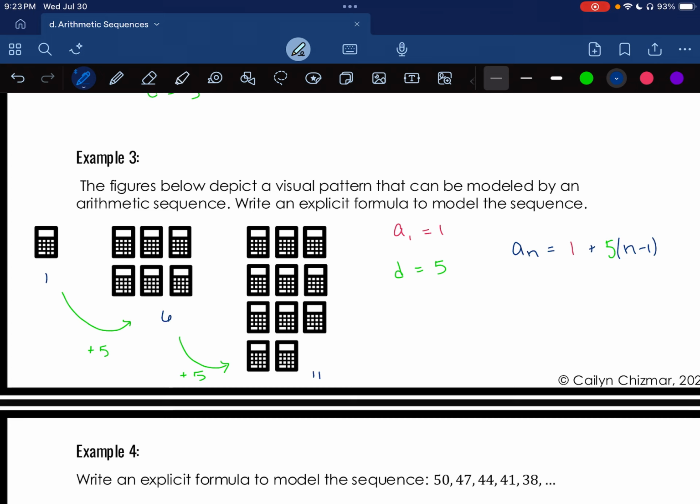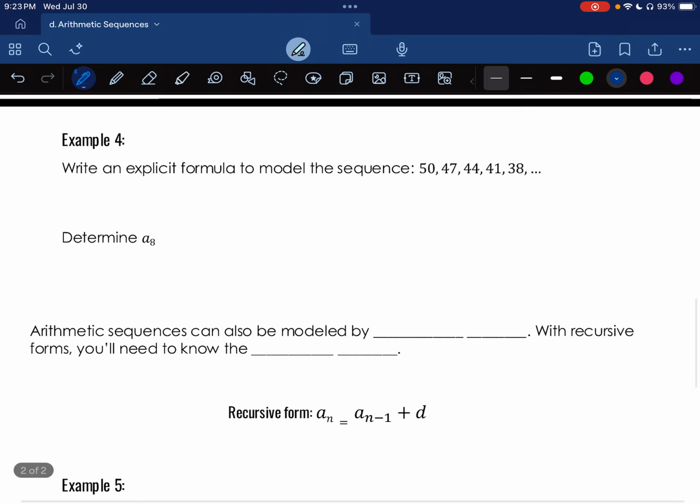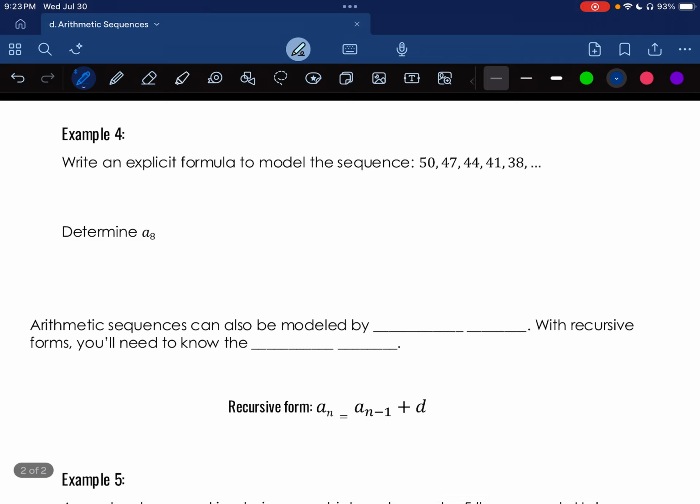So let's write an explicit formula to model this sequence here. So notice 50 right away. 50, that's my starting amount. My A sub 1, my first term, is 50. And then I need to see how is this changing from term to term. So 50 goes to 47, which goes to 44, 41, 38. So we are taking away 3 every time.